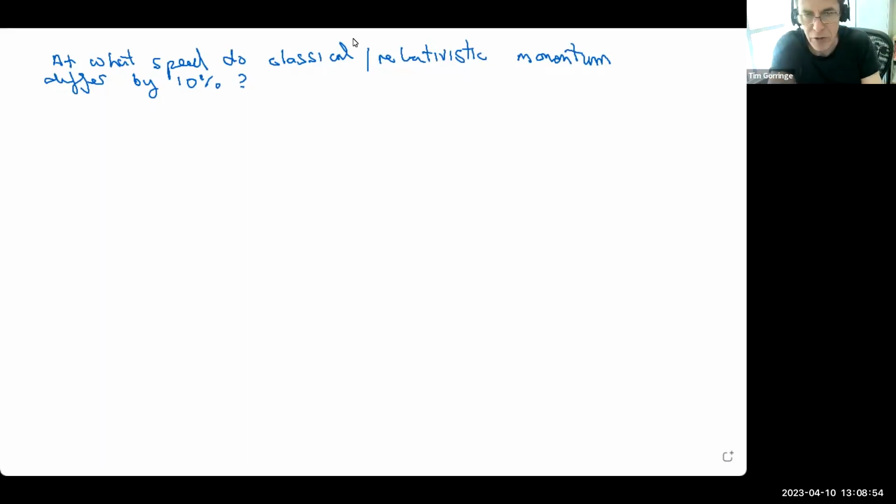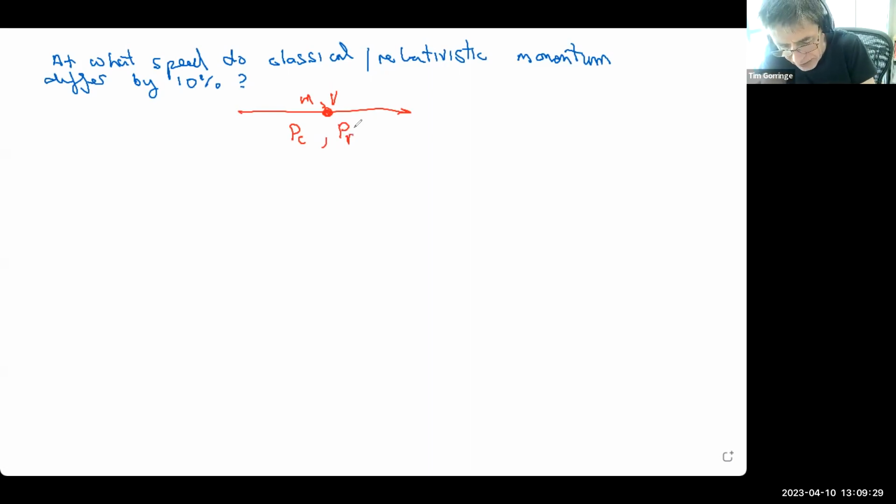So to go ahead and calculate this speed, let's first just imagine our particle. Here it is, traveling from the left to the right. It has some mass, it has some speed, and it has, if it was a classical particle, a classical momentum. I'll call that P subscript C for classical. It has, if it's a relativistic particle, some momentum. I'll call that P subscript R for relativistic.